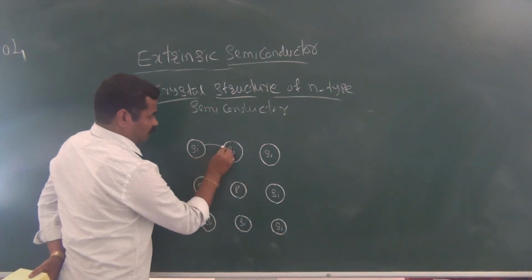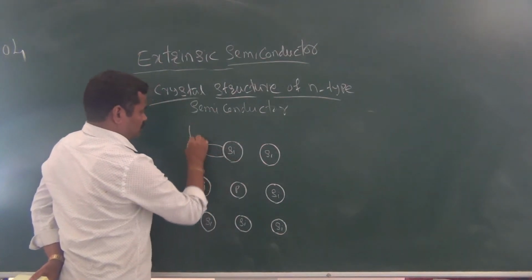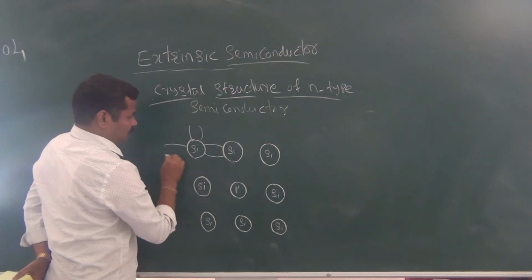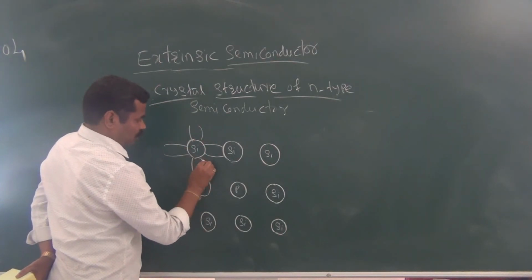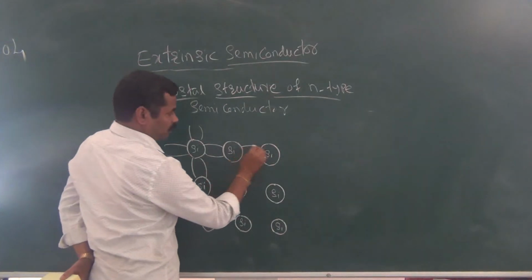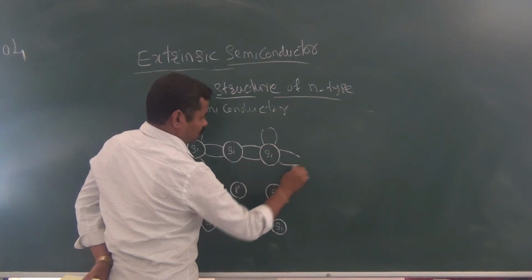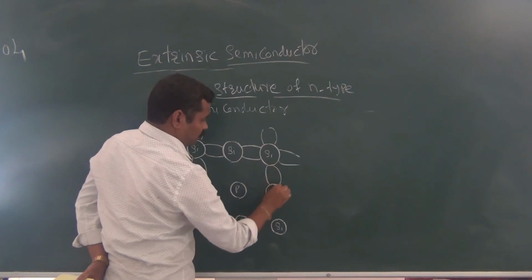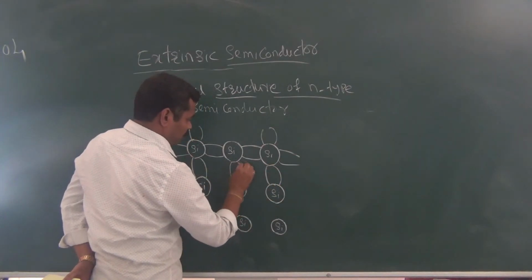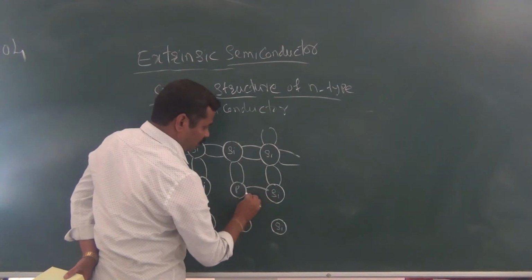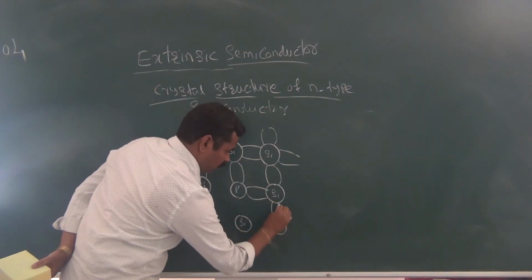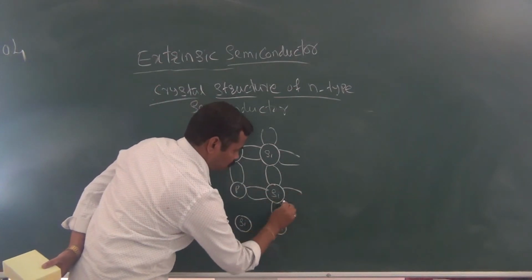Now we have the covalent bond. Covalent bond is nothing but the sharing of valence electrons from the neighboring atoms to become the stable state. Already discussed in the last class. What is a covalent bond? It is the sharing of valence electrons from the neighboring atoms to become the stable state.